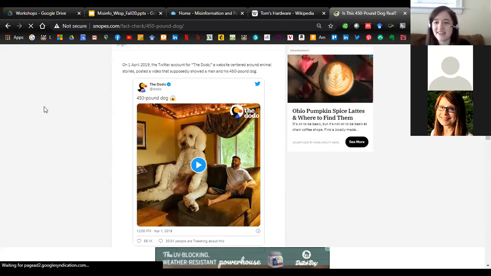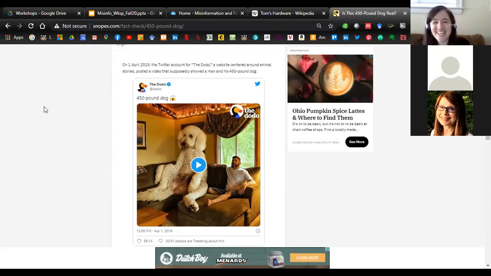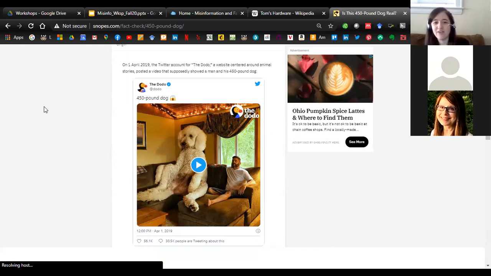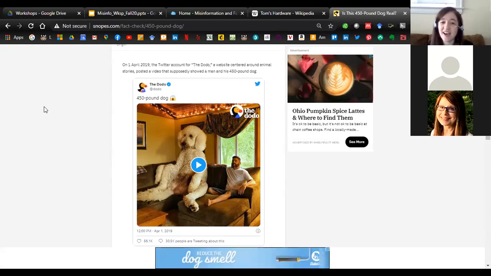Yes, Natalie, you're right. Yes, Ashley, it is an April Fool's Day joke. So this man's dog is real, but it is not 450 pounds. It's a normal sized dog, but for April Fool's Day, he posted some photos of him and his giant dog. I thought he did a good job of editing these.